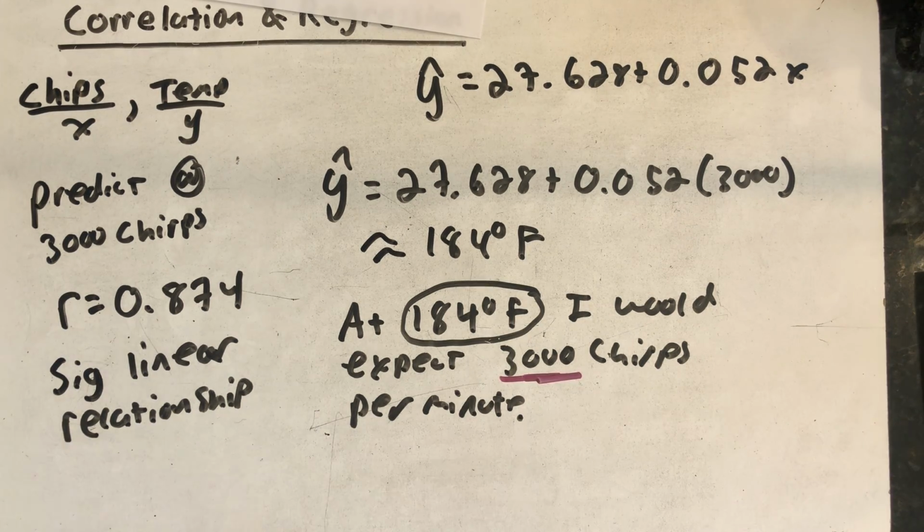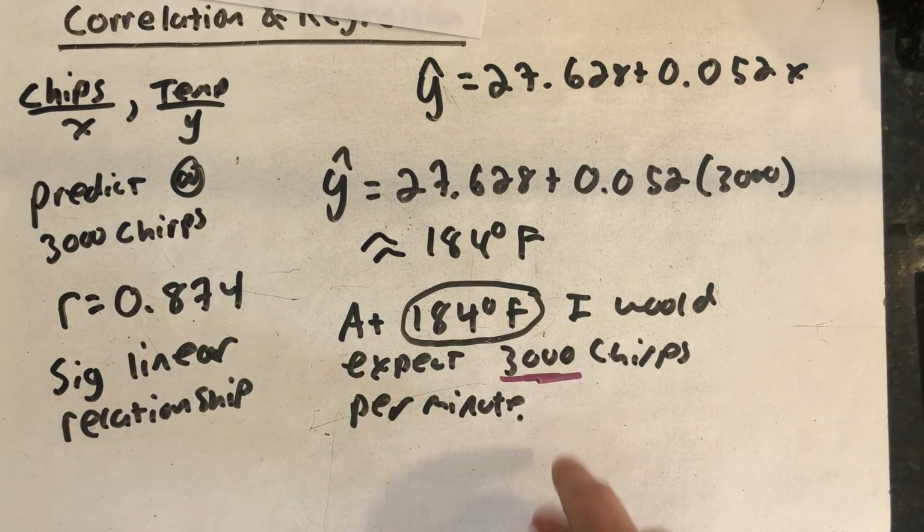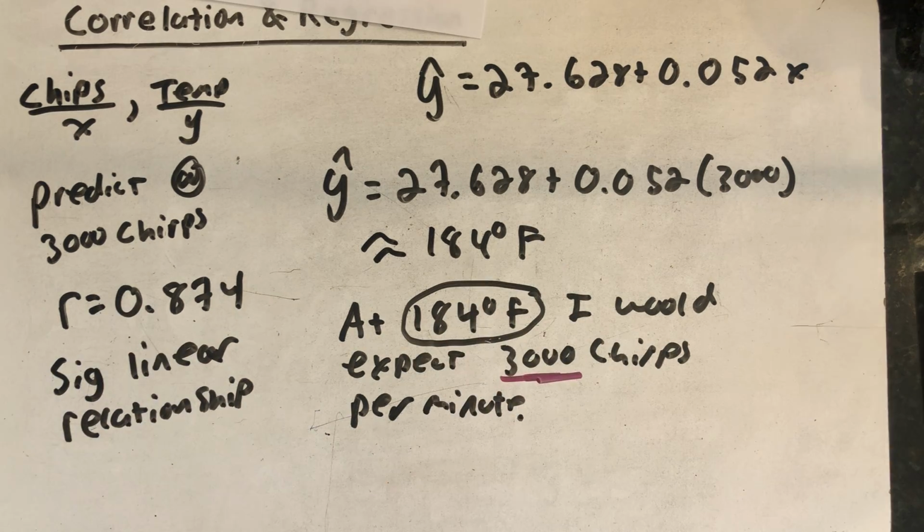So what's wrong with this predicted temperature? Well, it makes no sense. It's way too hot, and it's way too hot probably because we're using a data value that's too far from the x values in the table. We're extrapolating.